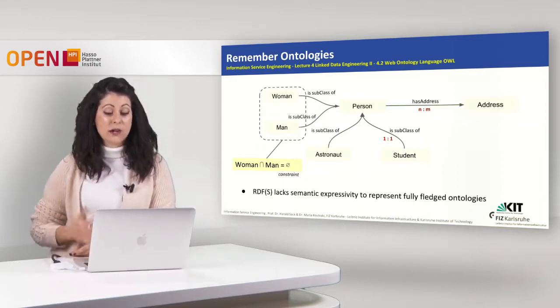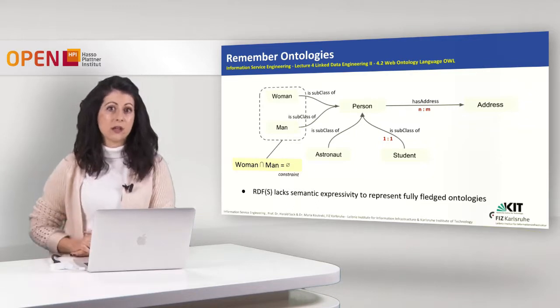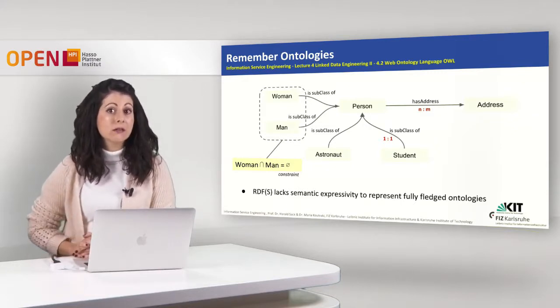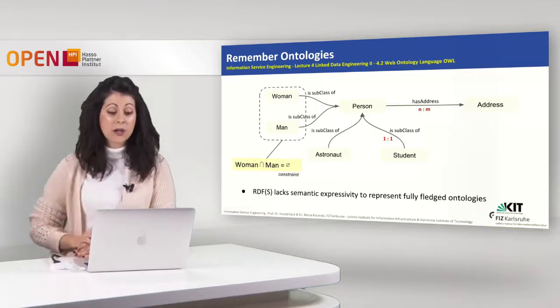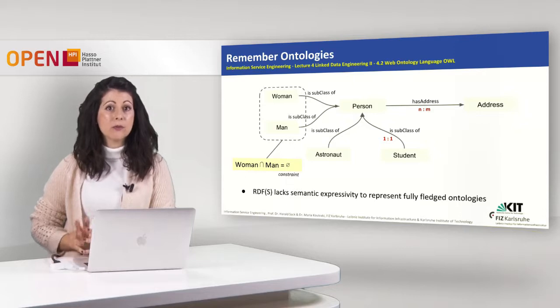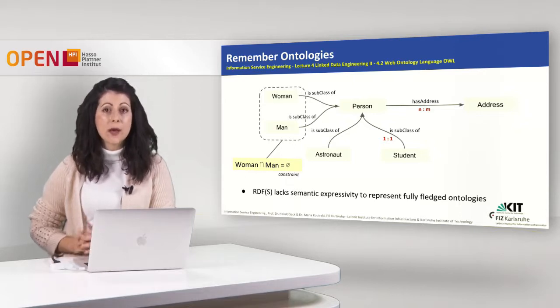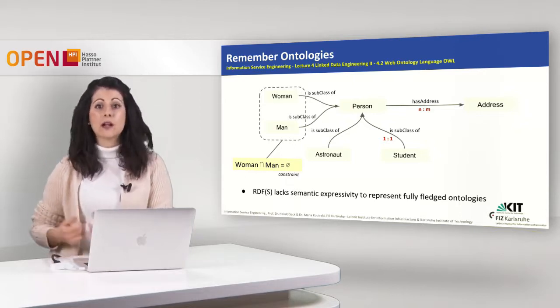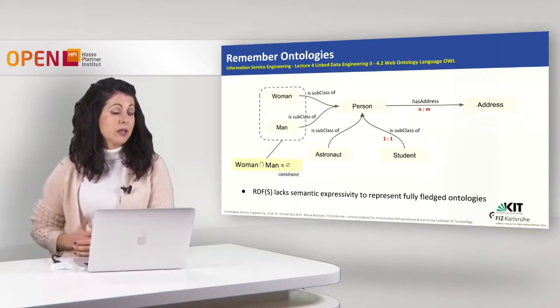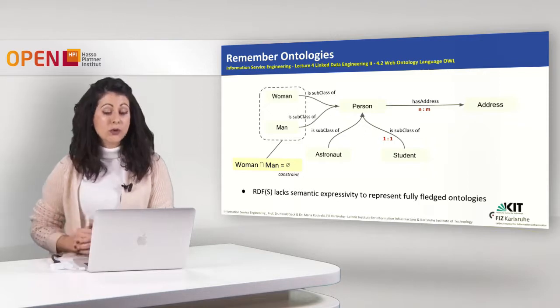Or another constraint, some cardinality constraints, as they are known from relational databases. For example, here, the relation between a student and a person, we want to make it a one-to-one relation. Or the hasAddress relation between a person and an address, we want to make sure that it's an N-to-M relation, meaning that a person can have multiple addresses and a certain address can be the address of many different persons. What do we do for that?